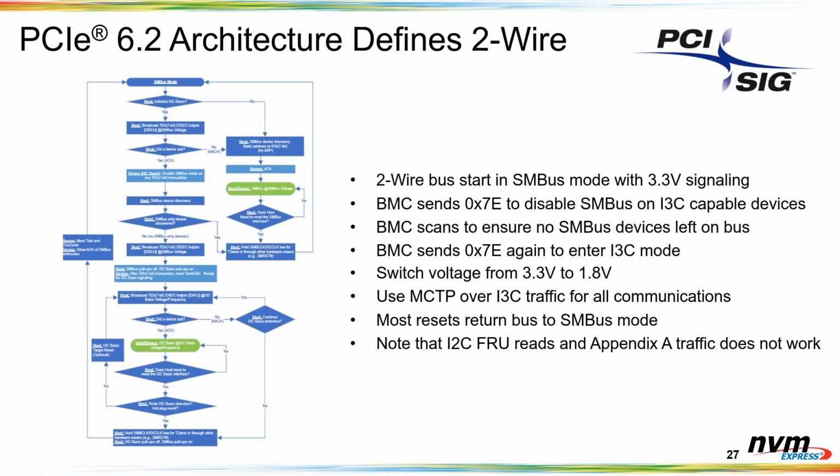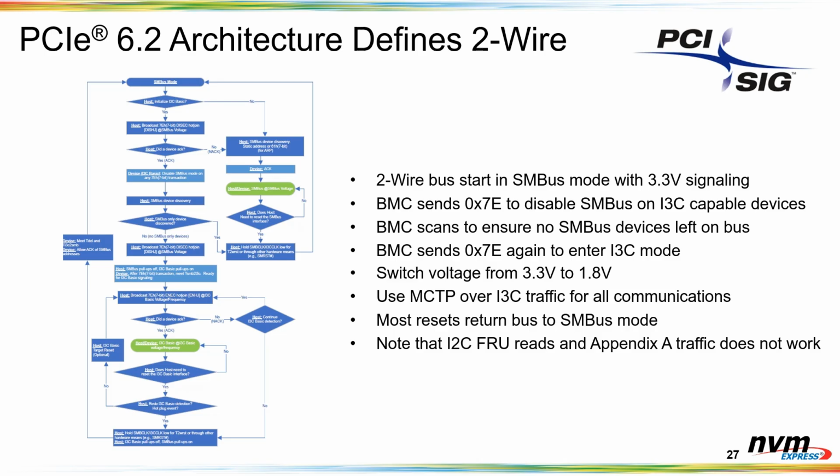And going into the slide here on PCIe. I don't want you to read this whole eye chart here, but PCIe defined this flow chart for how we negotiate, well, they also changed the name from SMBus to 2-wire, and then how to negotiate whether that 2-wire will be in SMBus state or in I3C state. And it uses the 7E address, which is reserved for SMBus.